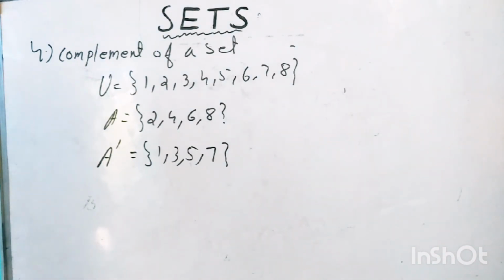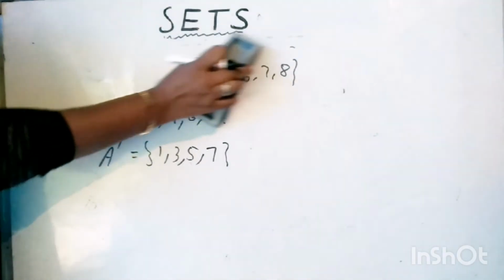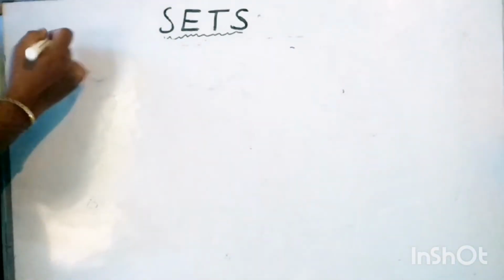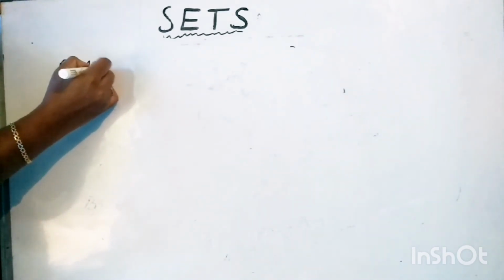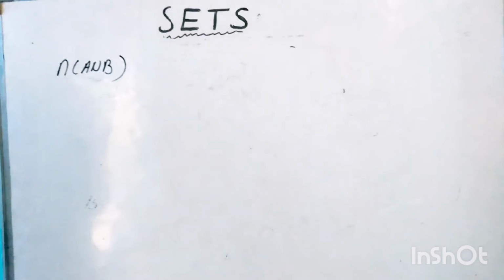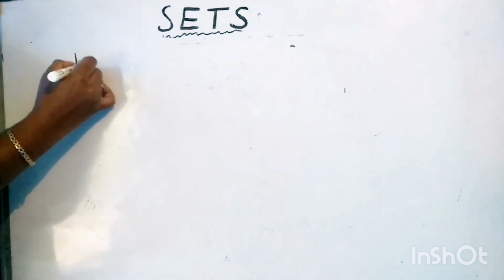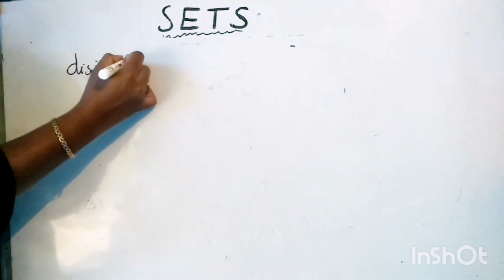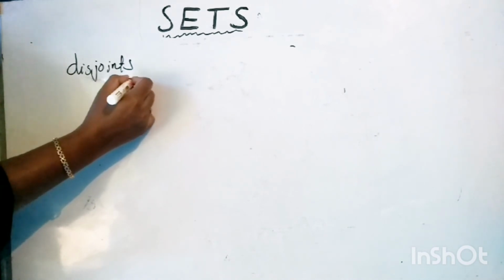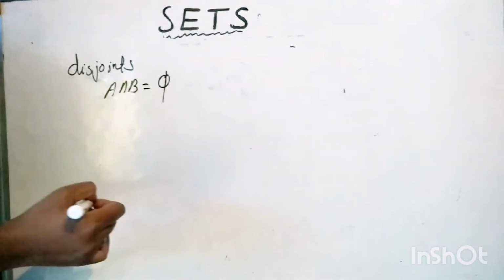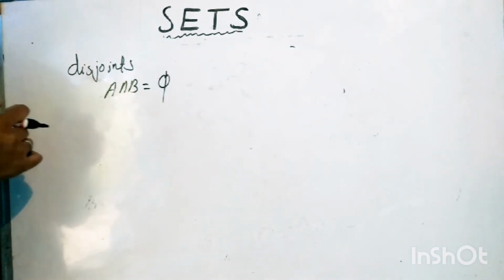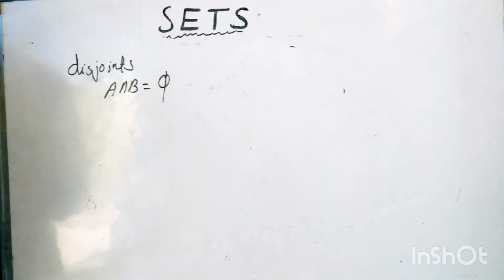Now, for the last section of this chapter, we are using some results. The first result is N of A union B, the number of elements in A union B. For that, first we have two cases. If you want to say two sets are disjoint, you need to check whether A intersection B is equal to the empty set or not. If A intersection B is equal to the empty set, then we can say that the two sets are disjoint.